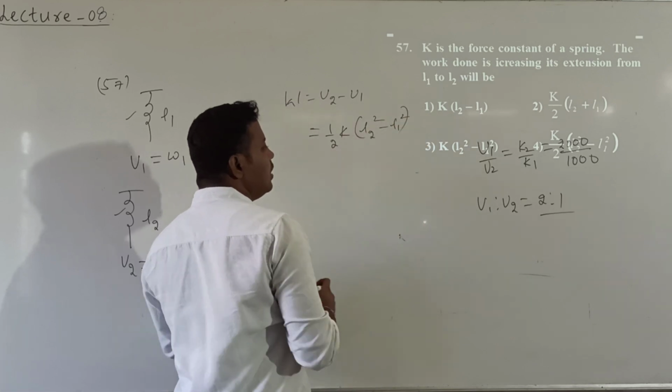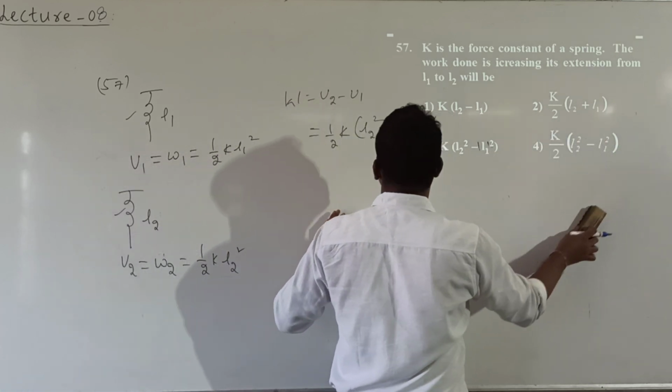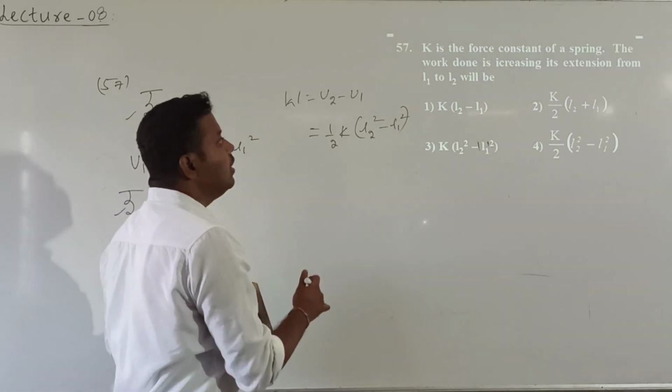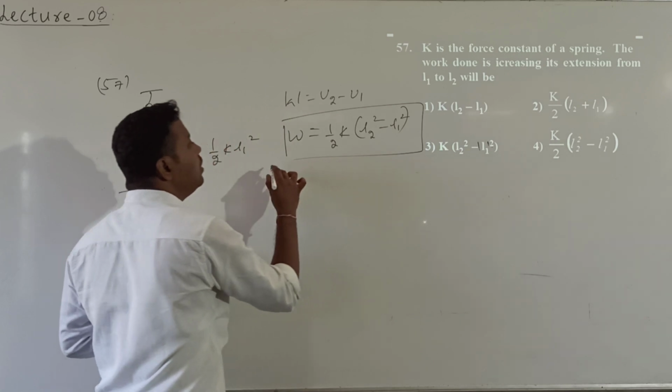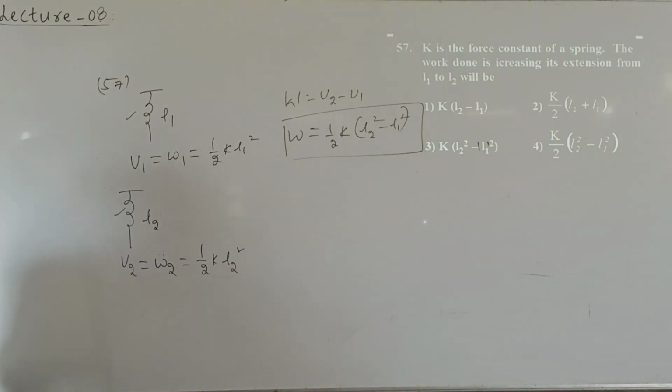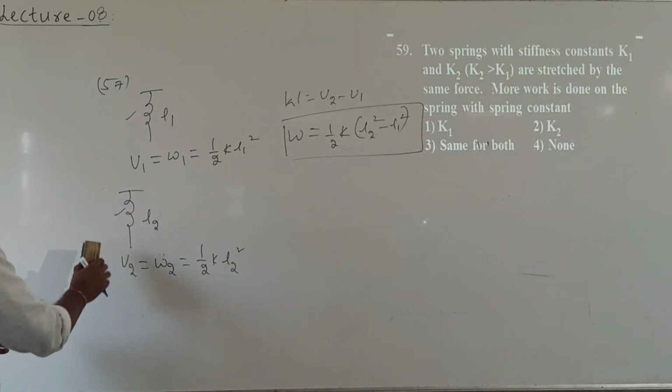You know this directly, that's why I am writing it directly. So what value do I get? The work done to elongate the spring from length L1 to L2 is given by 1 by 2 into K into L2 square minus L1 square. Okay, next, question number 59.